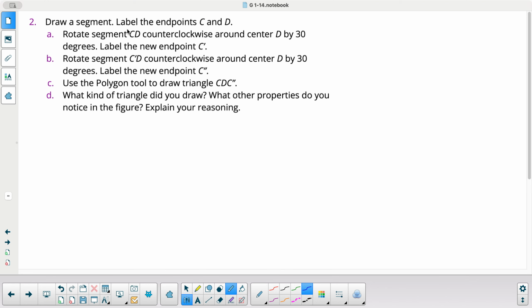Draw a segment and label the endpoints C and D. All right, here's my segment, C, D. Rotate segment CD counterclockwise around D by 30 degrees. So here's my center. This point stays fixed. 30-degree angle is right about here. Here's 90, so it's almost like I take my 90 and I cut it into thirds. I should probably use a protractor here.